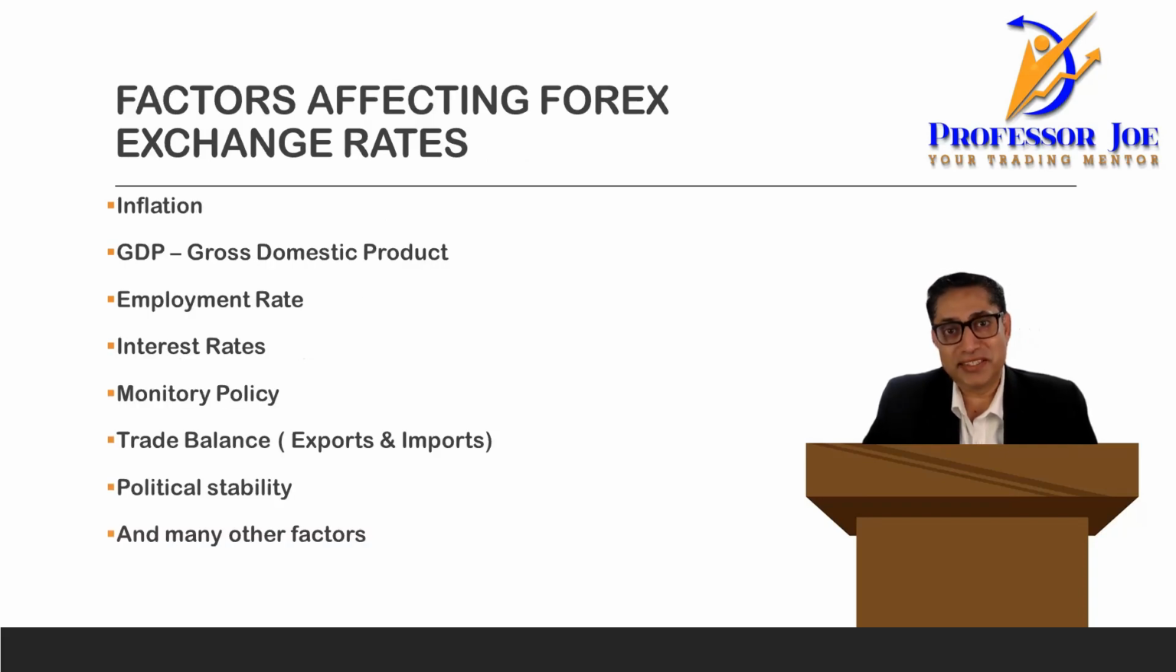Now, what are the factors that affect foreign currency exchange rates? Since currency is directly associated with a country, everything that is happening within a country has its impact on the exchange rate of that particular country's currency. There are a lot of major factors and a lot of minor factors. Here I'm going to pinpoint some of the major factors like inflation, GDP (gross domestic product), employment rate, interest rate, monetary policy, trade balance, political stability, and then, as I said, there are many other smaller factors.